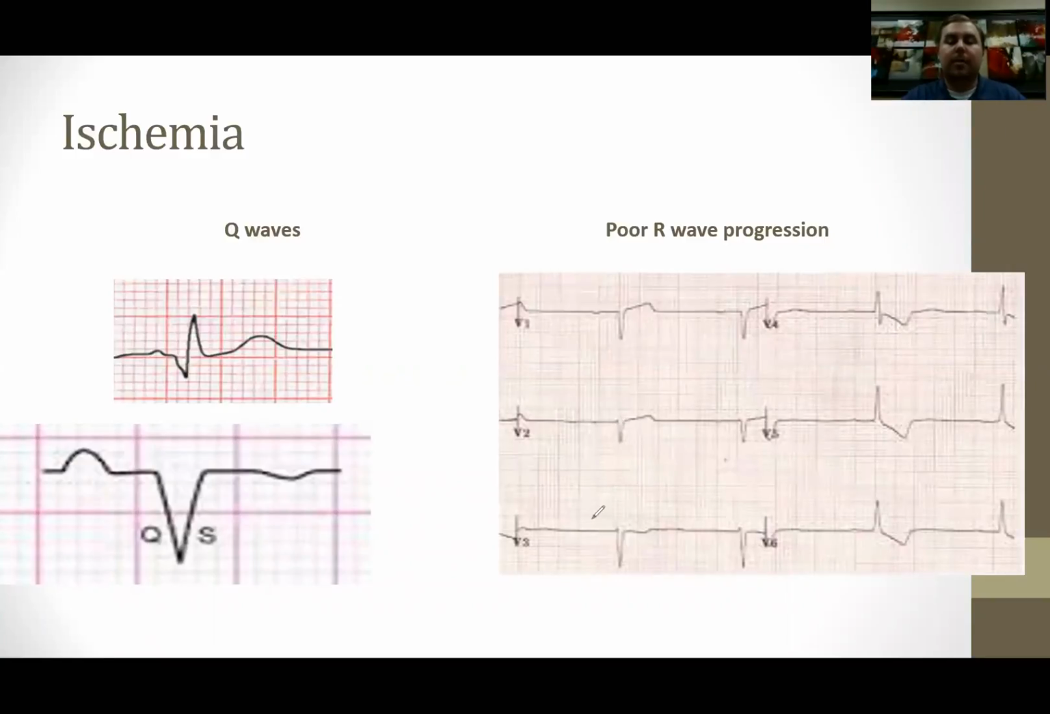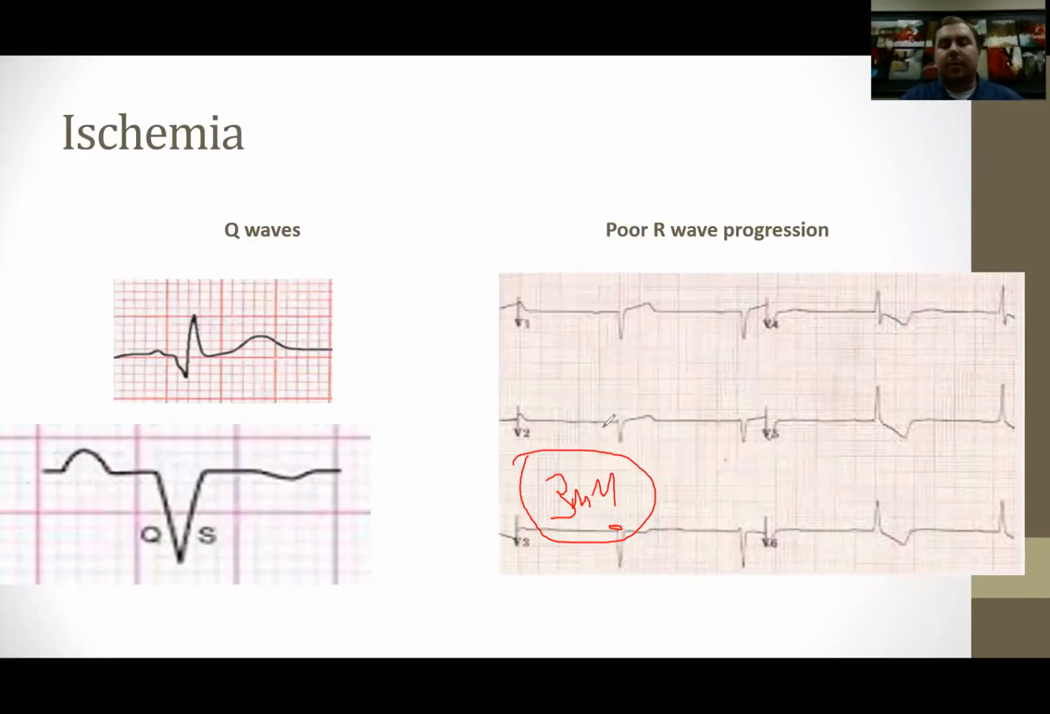Poor R wave progression is defined as an R wave in lead V3 of less than 3 millimeters. So if I look at this 12 lead, that has about 1 millimeter of an R wave. So that's not a normal size R wave for V3. So this is poor R wave progression, which is kind of similar to Q waves, since it's so hard to develop Q waves in the anterior leads.